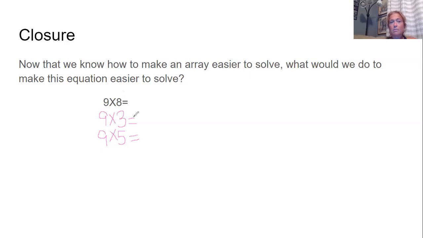So 9 groups of 3 is like saying 3 plus 3 plus 3 9 times. And 9 times 3 is 27. And you can figure that out by drawing yourself an array. So you could do 9 groups of 3.